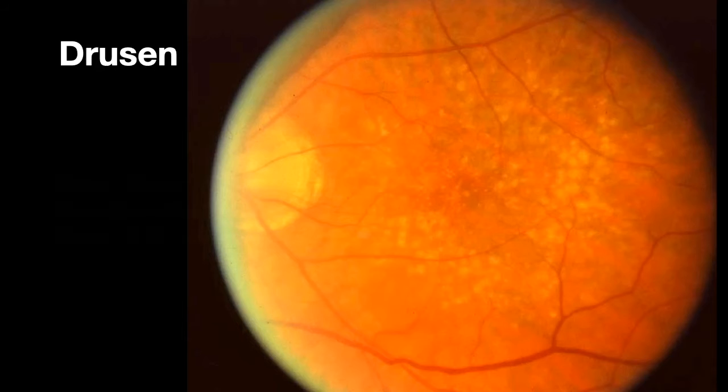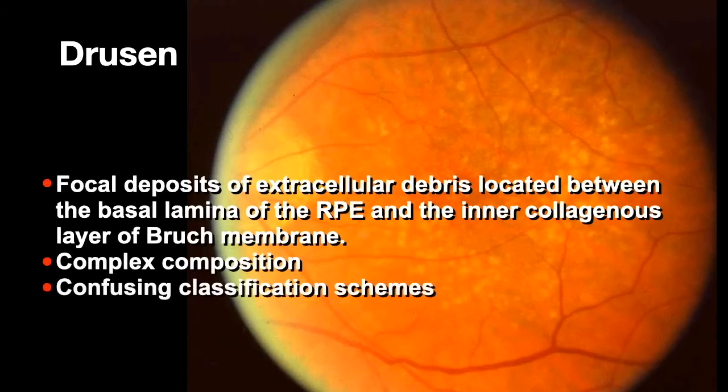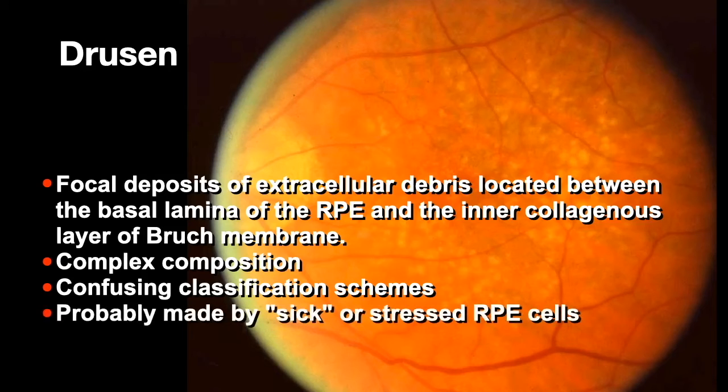Some types of retinal pigment epithelial drusen are associated with age-related maculopathy. Drusen are focal deposits of extracellular debris that are located between the basal lamina of the RPE and the intercollagenous layer of Bruch's membrane. They have a complex composition, and a number of confusing classification schemes have been proposed. Drusen are thought to be made by sick or stressed RPE cells.